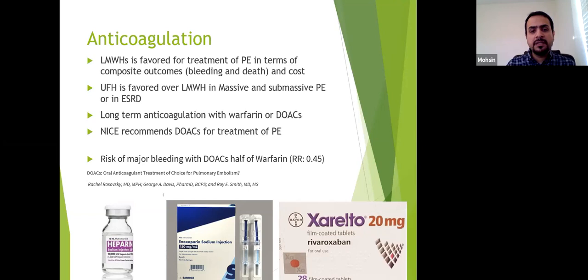Recently in the UK, at least, I think all over the world, the recommendation for the long-term treatment is direct acting anticoagulants such as apixaban, rivaroxaban. These can be used, and they're shown to have as much effectiveness as the other anticoagulation, while having almost half the risk of a major bleed. There are certain studies showing they have a relative risk of 0.45, which means they have almost half the risk of having a major bleed as compared to other anticoagulations.